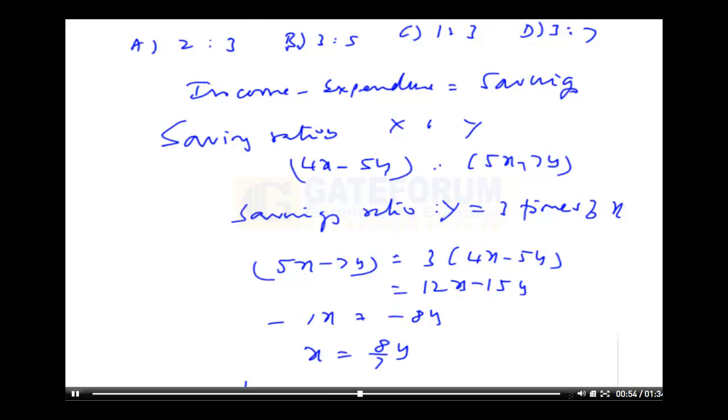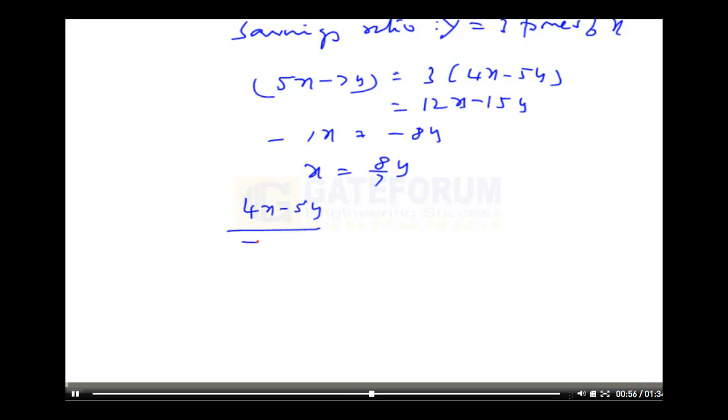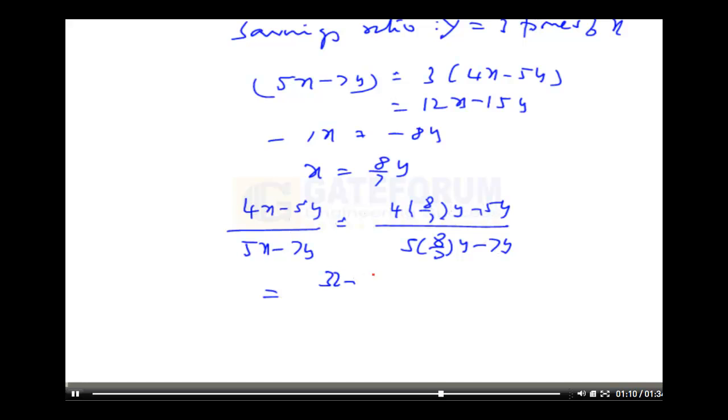So the ratio of 4x minus 5y to 5x minus 7y will be 4 into 8 by 7y minus 5y, 5 into 8 by 7y minus 7y, which gives you 32 minus 35 by 40 minus 49, which is minus 3 by minus 9, or 3 by 9, which is 1 by 3, and the option is C.